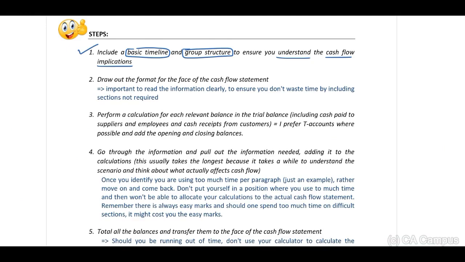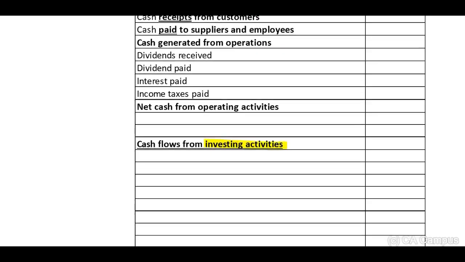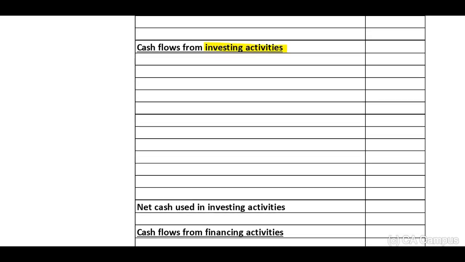Step number 2, draw out the format for the face of the cash flow statement. Right, guys, you need to include this on a new page. Remember, each requirement section, start this on a new page. Part 1B, cash flow statement. Your cash flow statement template, remember, consists out of your operating activities, your investing activities, and your financing activities, right?